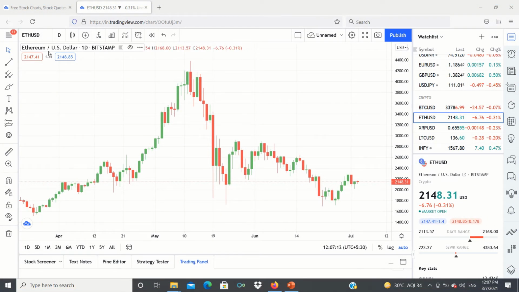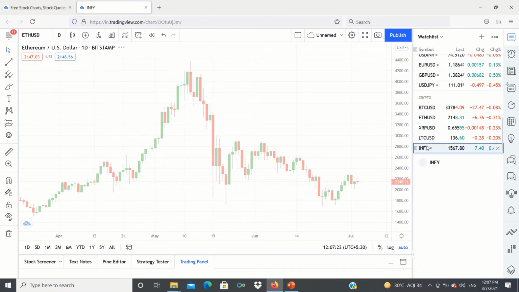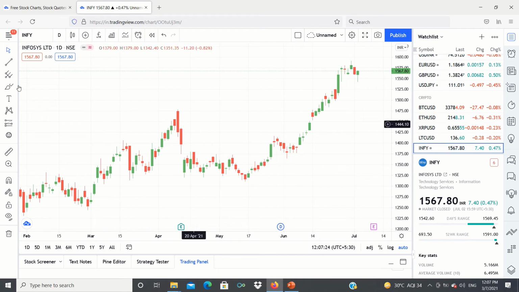Okay, now we'll have a look at the candlestick price chart of Infosys. Okay, this is the Infosys price chart on a daily time frame. Okay, daily price chart.